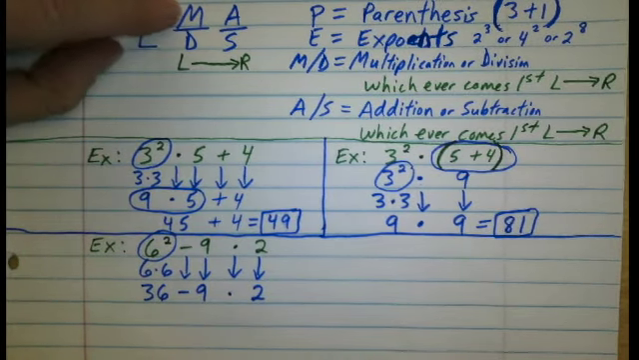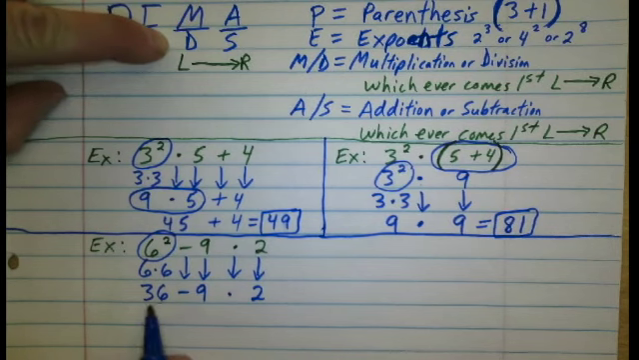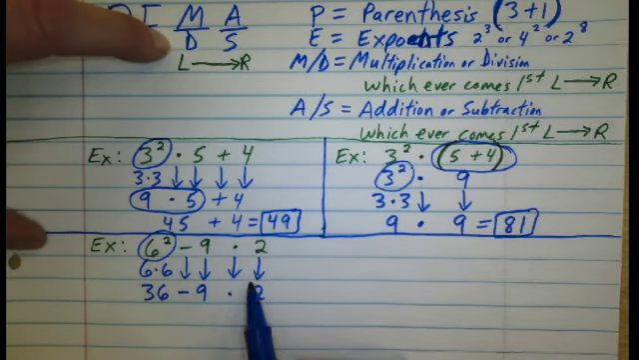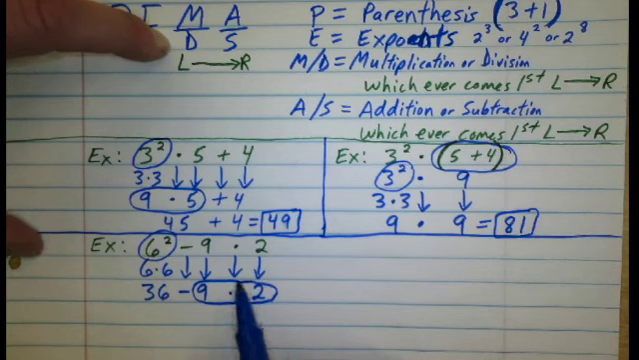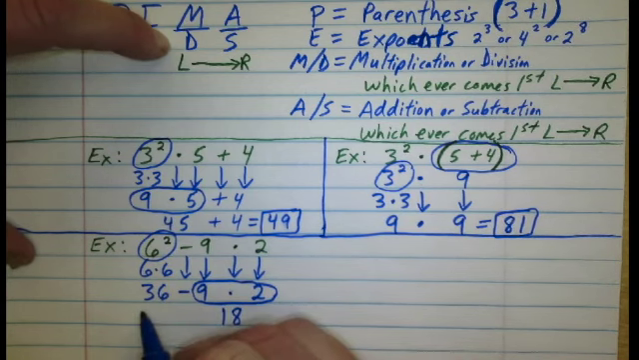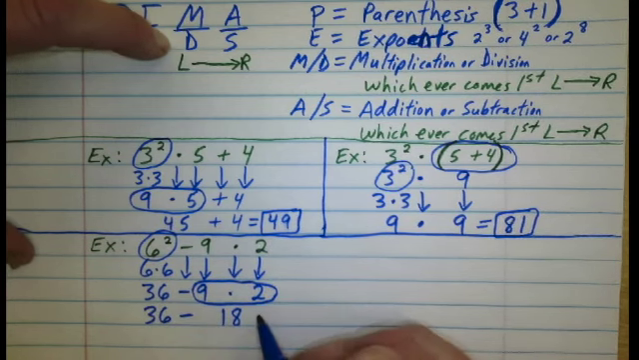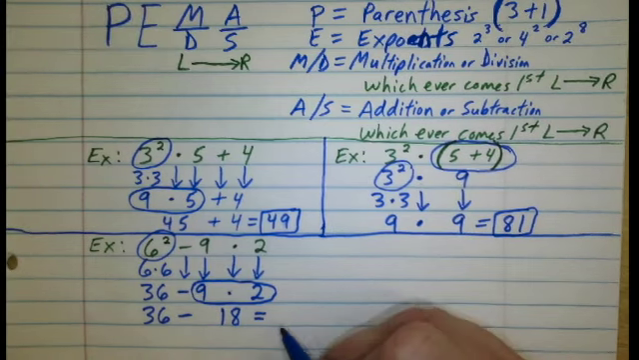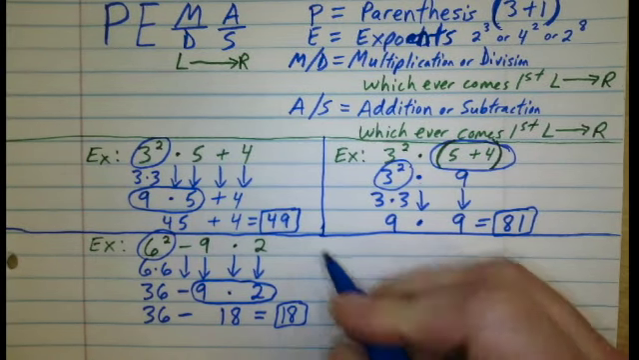So now I'm looking, do I have any multiplication or division in this problem? I see subtraction and I see multiplication. I need to do multiplication first. So 9 times 2 would give me 18. Bring down my 36 and my subtraction. 36 minus 18 gives me 18 for my final answer.